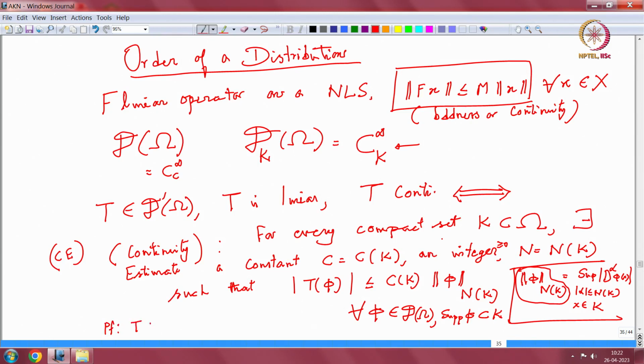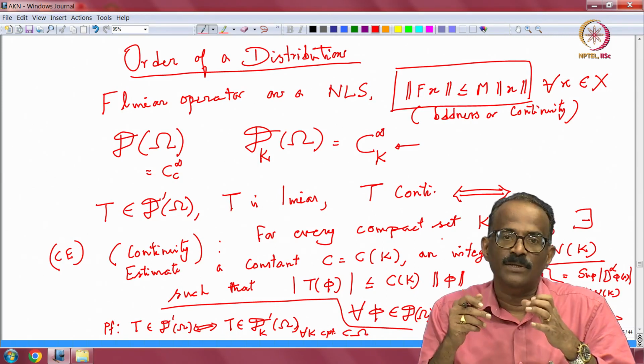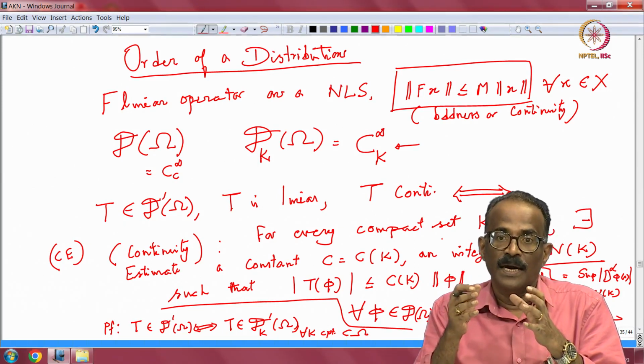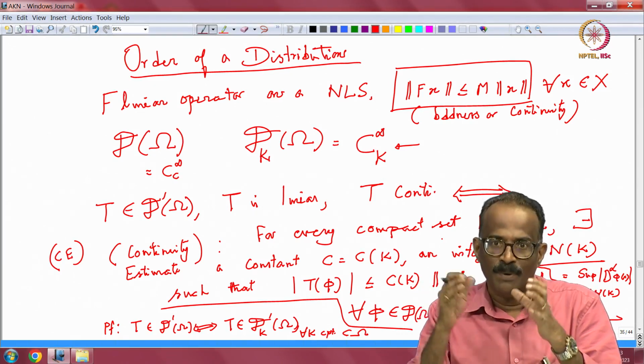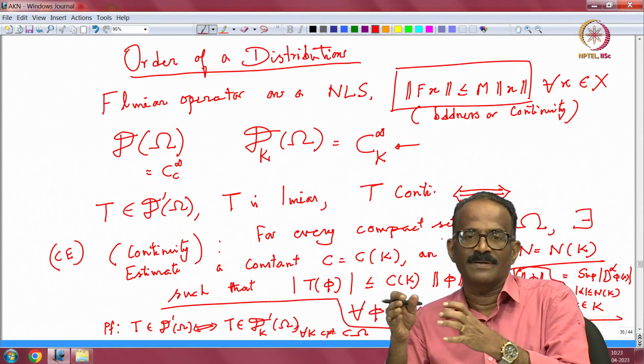T is in D prime is equivalent to T being in D_K prime for all compact K contained in omega. We have discussed this a lot in the discussion. Okay, this happens. So, the D prime topology, as I said, comes from T in D_K prime, and you use the continuity of T on D_K, which is given by the seminorms, and that boundedness comes exactly from the topology given by D_K.